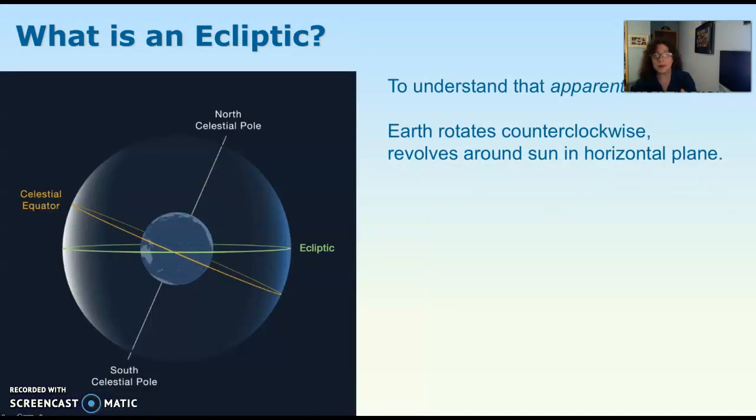You can look at this another way. Here is the earth rotating counterclockwise, and as it rotates counterclockwise, it is also moving around the sun with a consistent tilt.